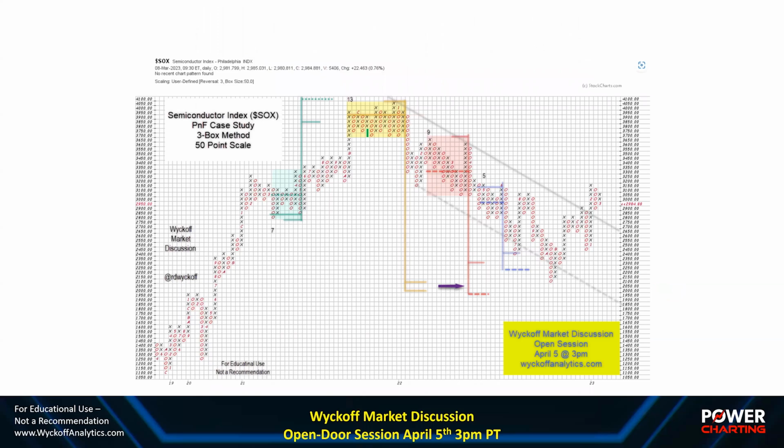And here we are. I'm showing you here, this turquoise area is a reaccumulation that counts right back up to the highs again. But then we have this very compact distribution area, which counts down to 2100 to 2000. And this is 50-point scaling. Then here are our redistributions.